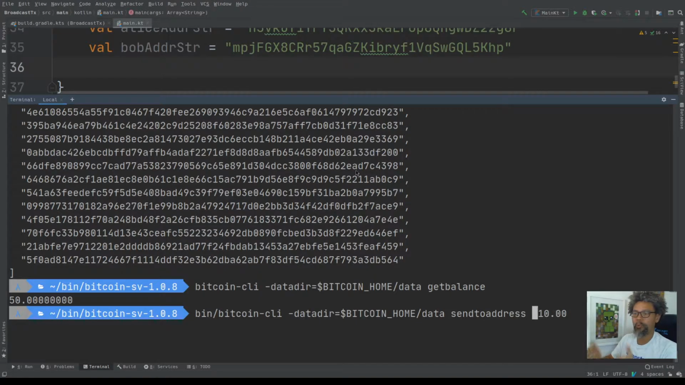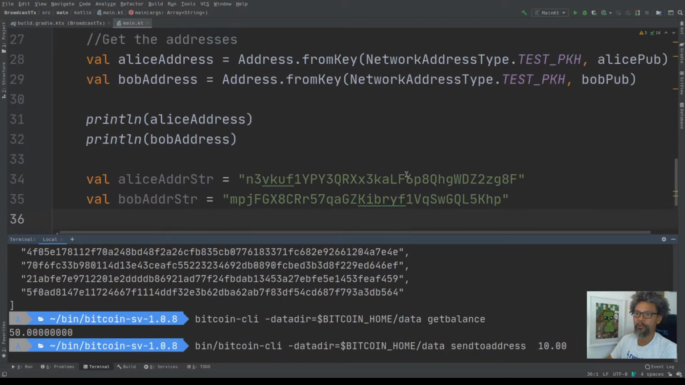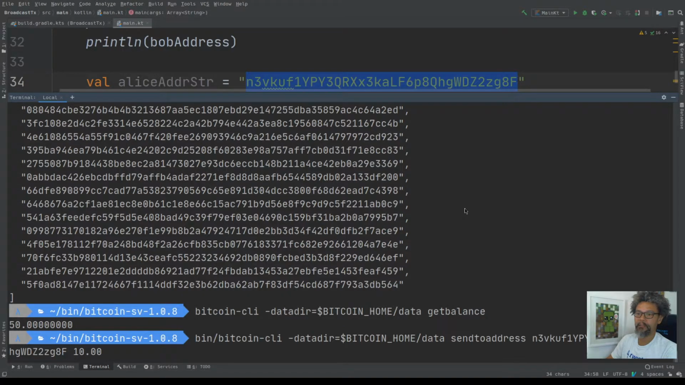Now, what is Alice's address? Let's go and have a look. So this is actually Alice's address, if you recall. We printed out Alice's address, and this is her address. So I will just paste her address into the terminal window down here. Let me make that a little bit larger, and that should be it.